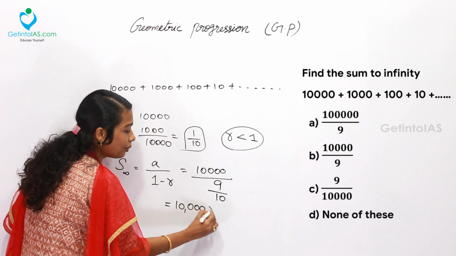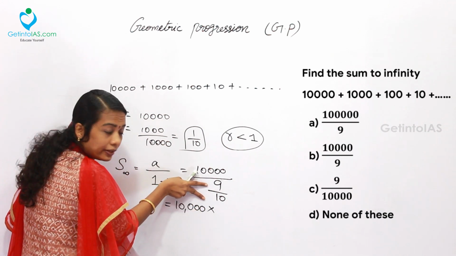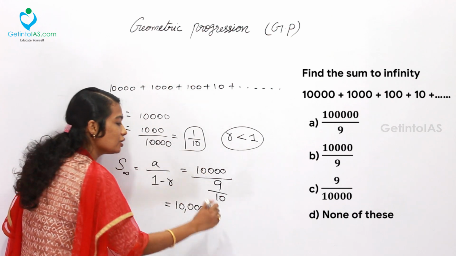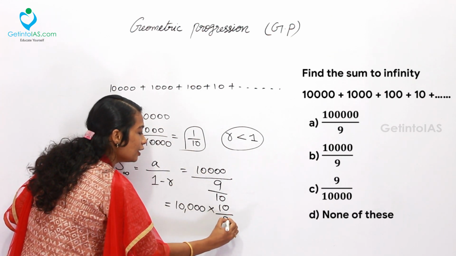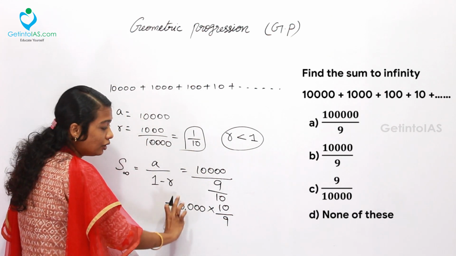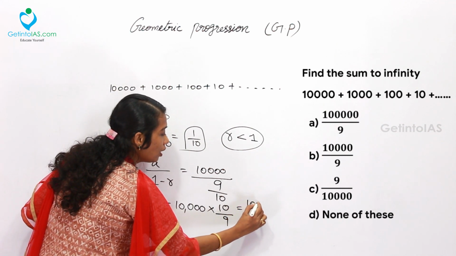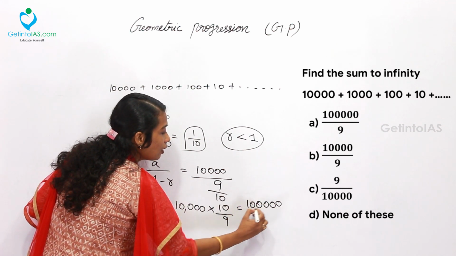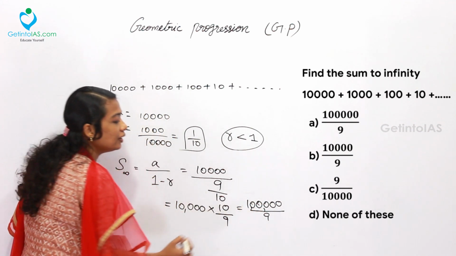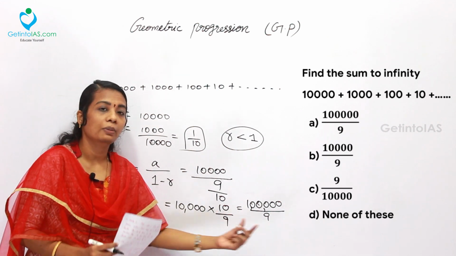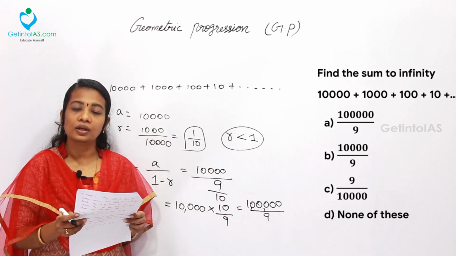So you have 10,000 divided by 9 by 10. Here the division can be converted into multiplication. While making multiplication, take the reciprocal, 10 by 9. After multiplying the numerator, you will get 1 lakh by 9. So finally, the answer for this question is 1 lakh by 9, which is given in option A.